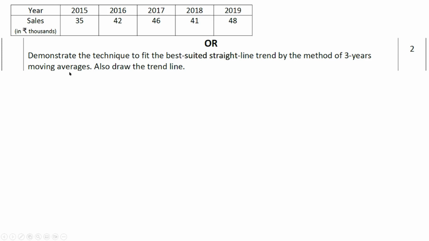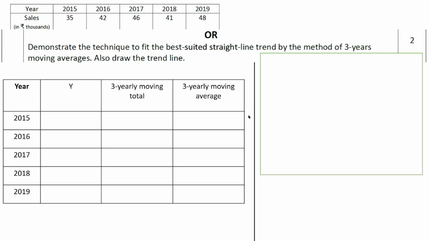Next, we have: demonstrate the technique to fit the best suited straight line trend by the method of 3 years moving averages. Also draw the trend line. So here for this data, we have to find the 3 years moving average, and we should also draw the trend line using this 3 years moving average. So here let us draw a table like this. We have the various years from 2015 to 2019.